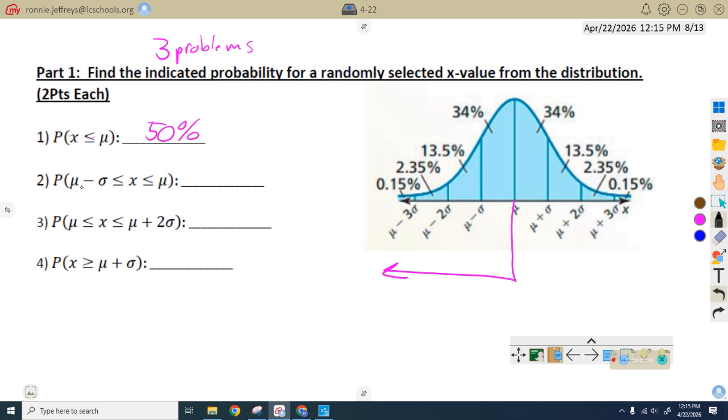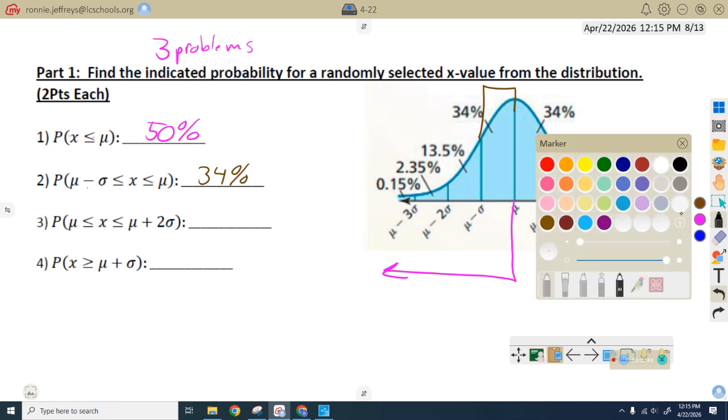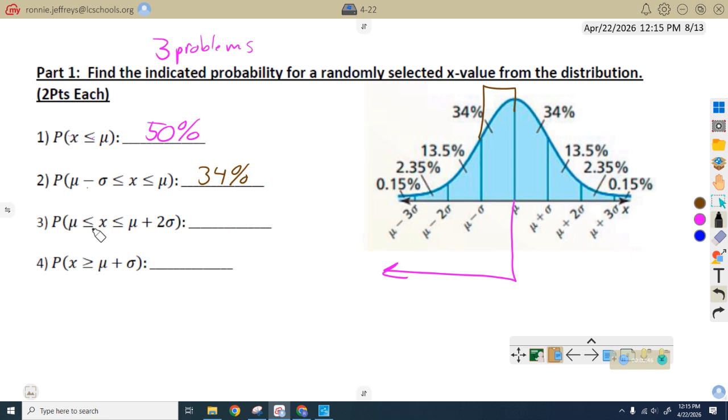All right, it's between here and here. Well, that's this to this, so 34%. From here to here, so this right here. So I would add 34, 10.5, 47.5%.